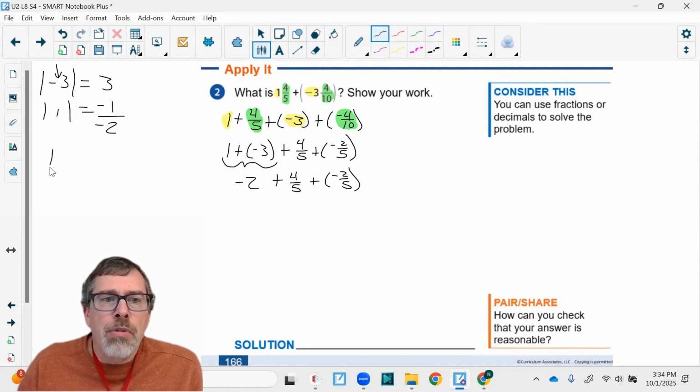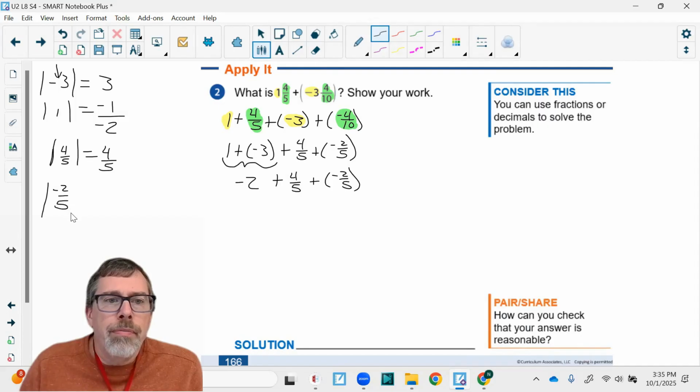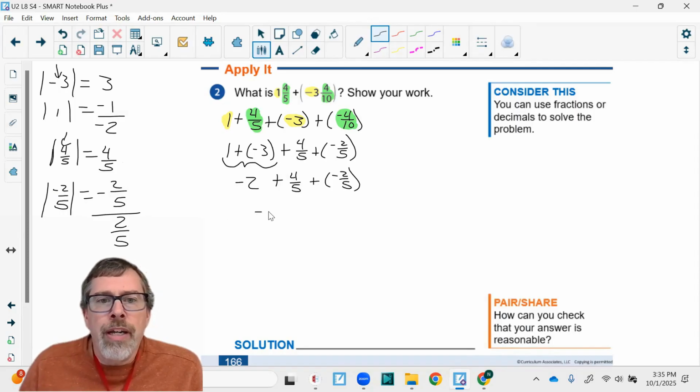And so I take the absolute value of 4/5, which is 4/5. Take the absolute value of -2/5, which is 2/5, and we subtract them. 4 minus 2 is 2/5, and we take the sign of the bigger, which is positive. So we're going to end up with -2 plus 2/5.